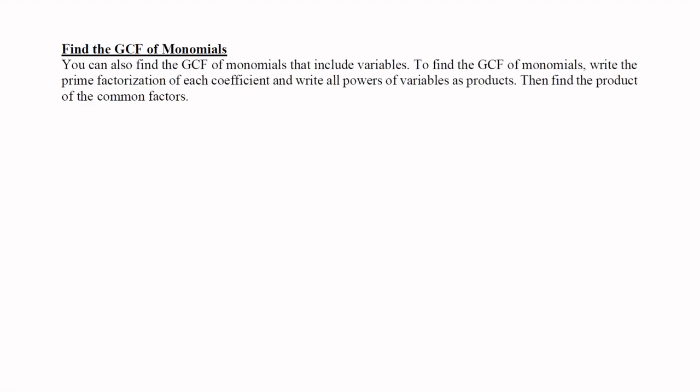You can also find the greatest common factor of monomials that include variables. To find the GCF of monomials, write the prime factorization of each coefficient and write all powers of variables as products. Then find the product of the common factors.